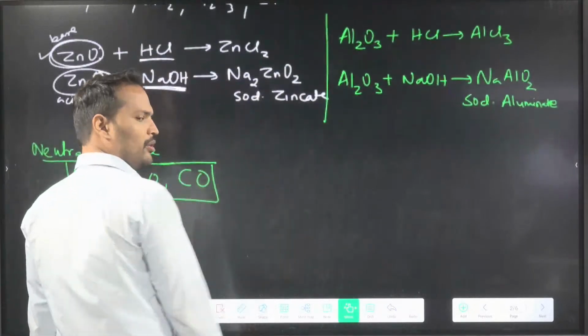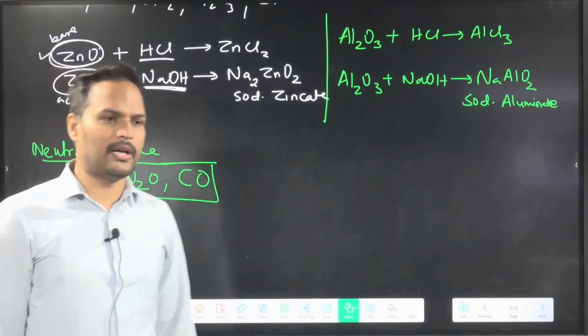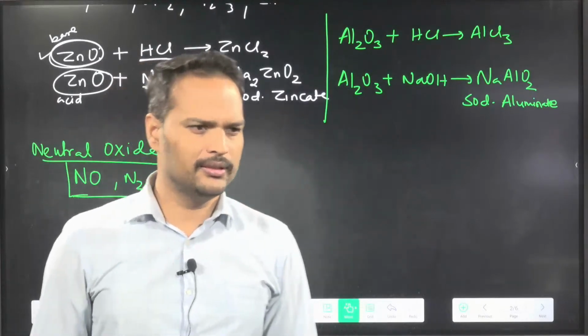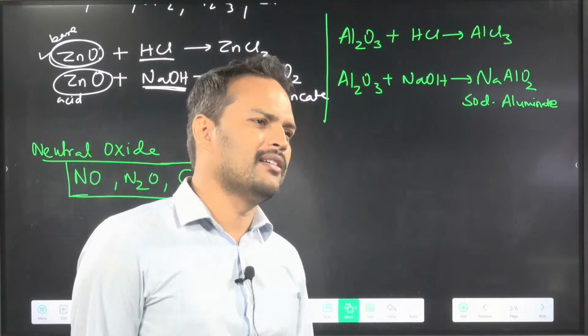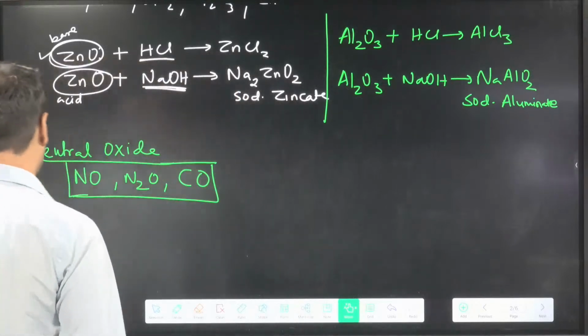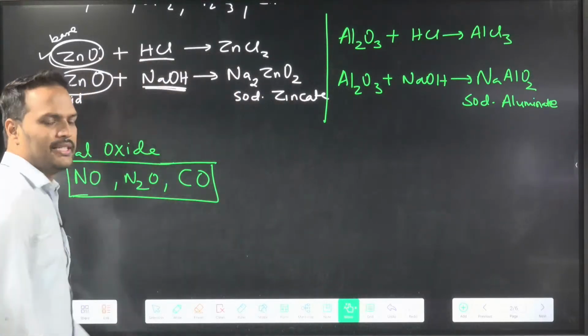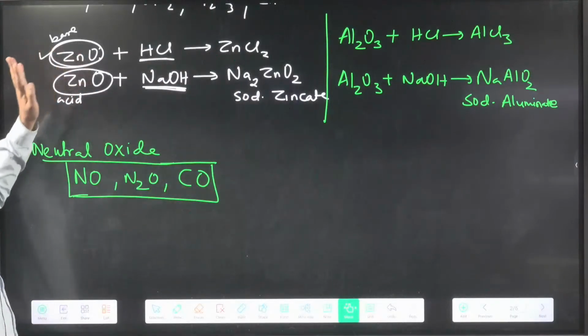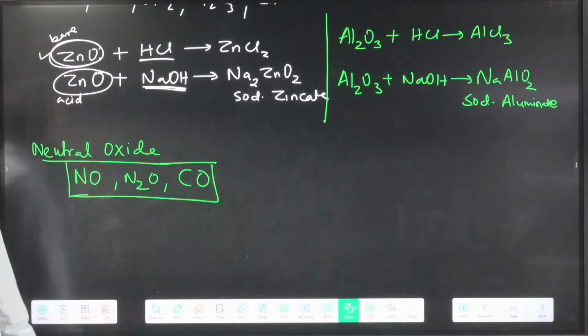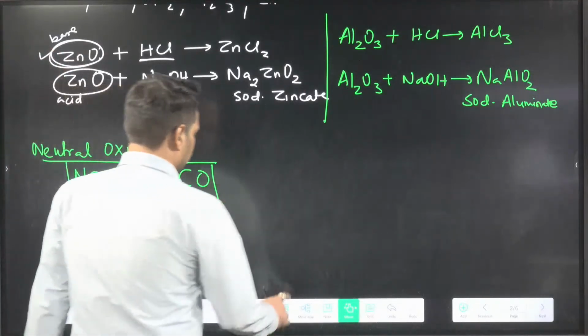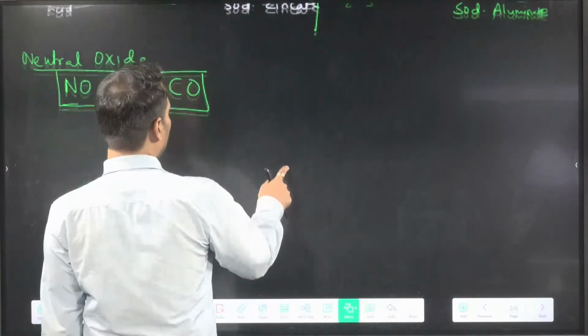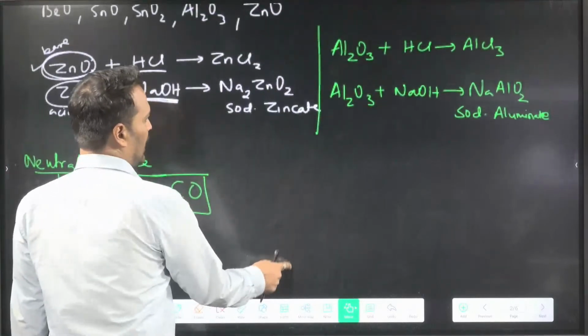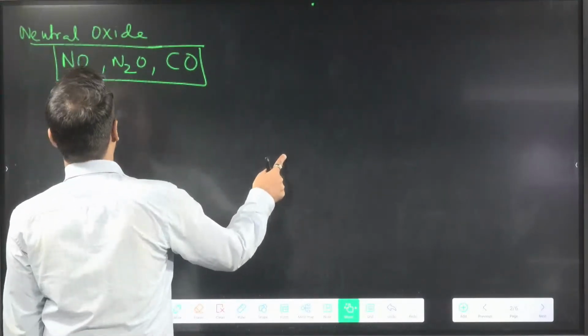Water also you can say, no problem. Water also, correct. So water, everyone knows, no? So we are seeing these things. Is it clear to everyone? So you got the amphoteric concept, you got the neutral oxide concept. Clear? Now let's compare a few things.